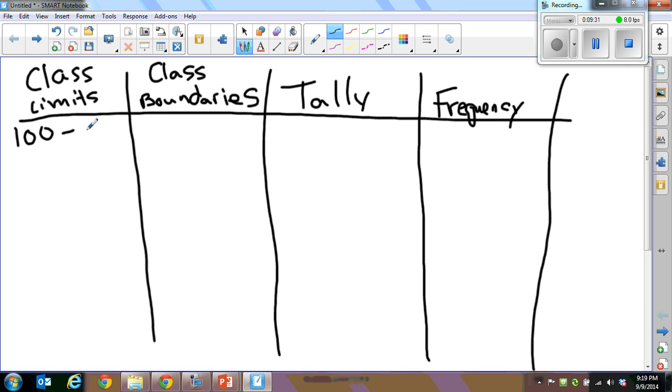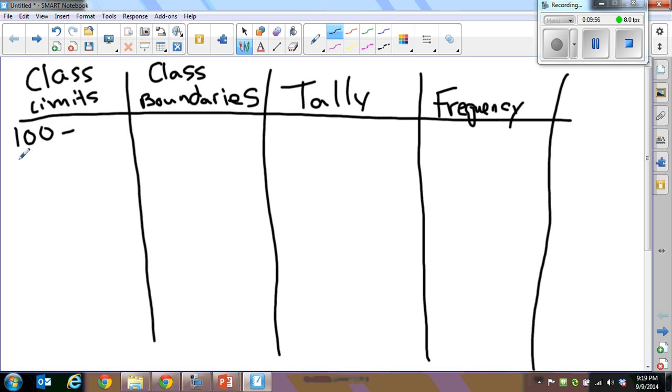You're probably saying a width of 5, so it should be 105, right? Actually, if you go to 105, count how many that is. 100, 101, 102, 103, 104, 105, that's actually 6 numbers. So it throws you off a little bit. You're not actually going up to 105, you're actually going up to 104.